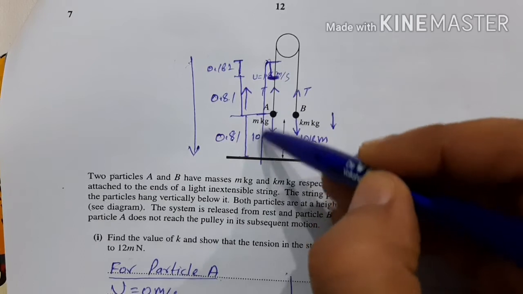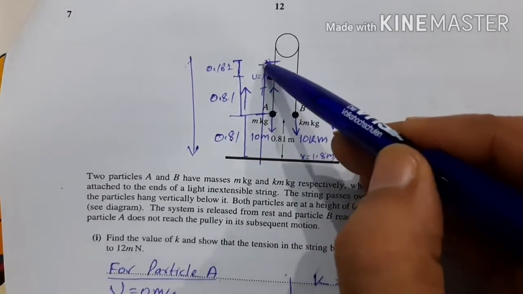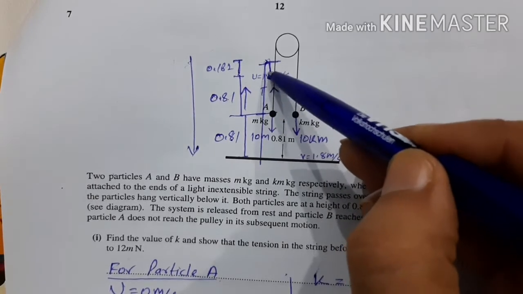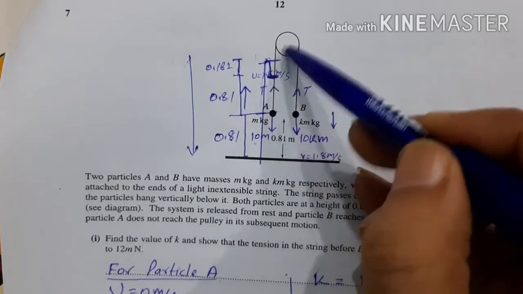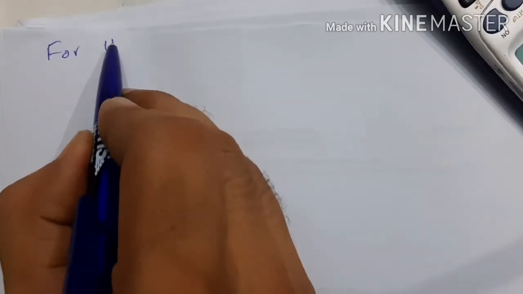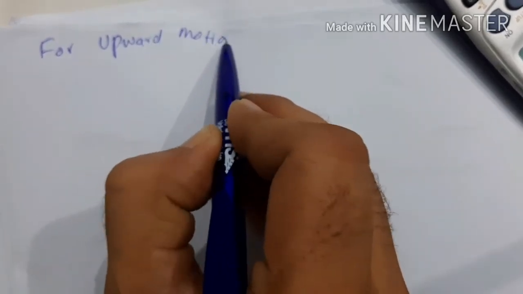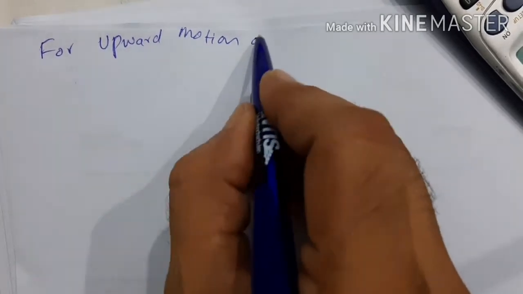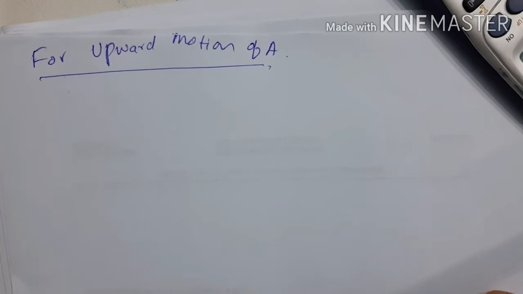So this time we need to find. We'll find the time in two parts. First of all, this portion's time, and then from this to this portion's time. So finally we'll add these two times. For the upward motion of A, first of all we'll find the upward motion time.